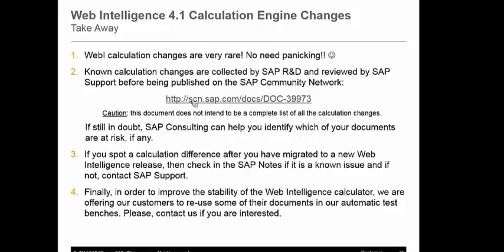On the other hand, you can always check the document we have published on the SCN. Look at the list of the changes which have happened across the different releases. Check if any of your documents shows a formula which is documented in this document. And if you are still in doubt, go and ask SAP Consulting to identify if any of your documents could be impacted.